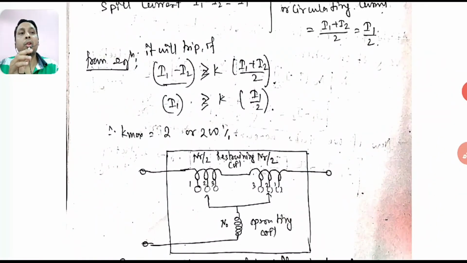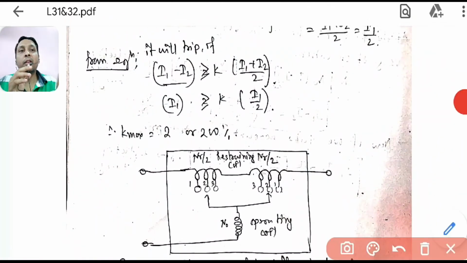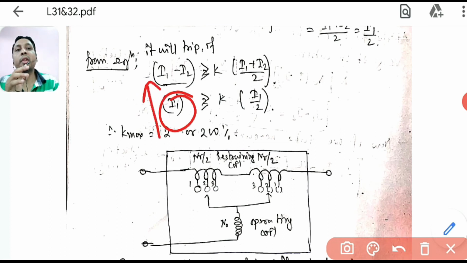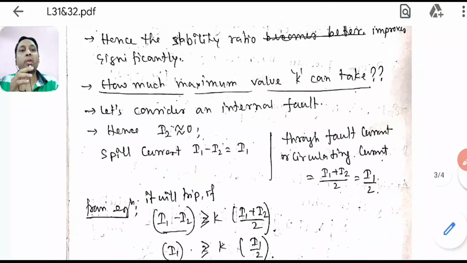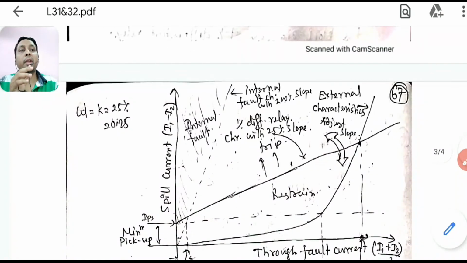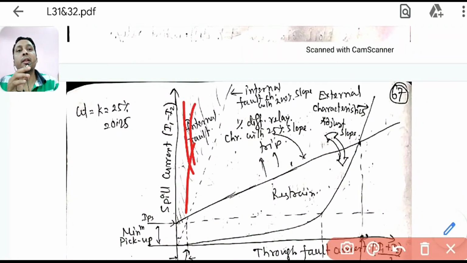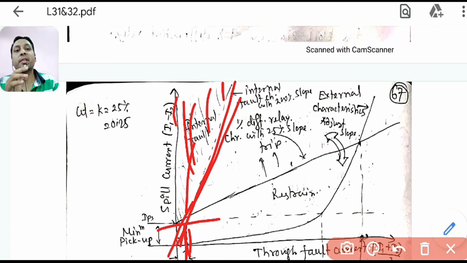then if there is an internal fault, I1 will be much more than this one, so your y will be much more than x. That means, what will be your trip operating zone for internal fault? So the internal fault zone is here, where your y is above this line. But you have to cut here also, because this is your minimum fault point. This is your internal fault characteristic, you can say. So these two cuts are here.